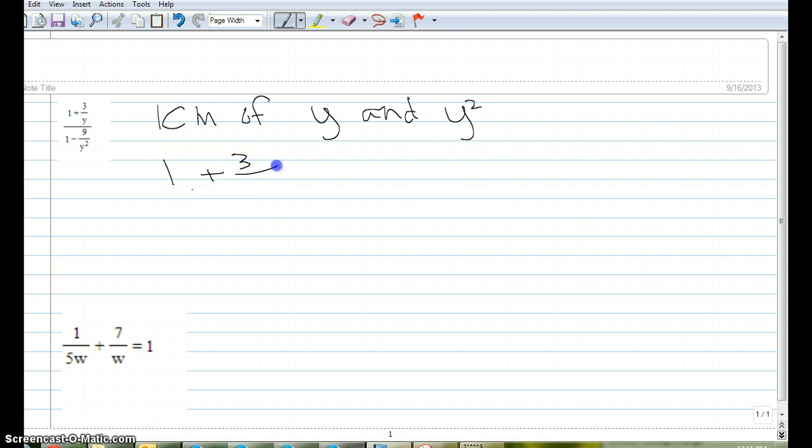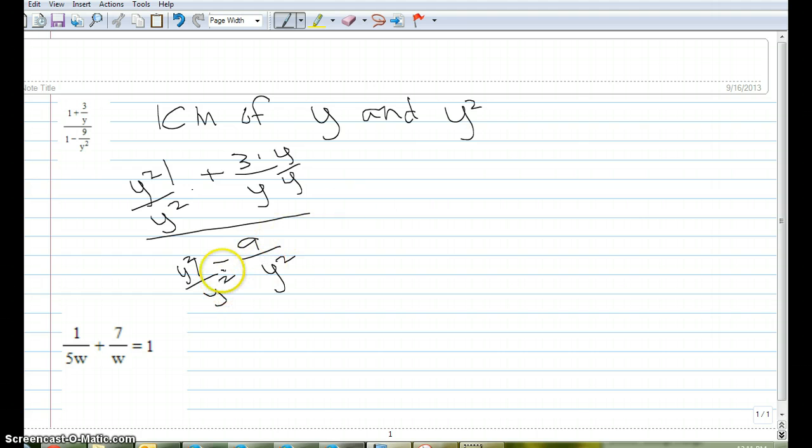1 plus 3 over y, over 1 minus 9 over y squared. So the 1 we need to multiply by y squared over y squared. And the 3 over y we just need to multiply by y over y. This one, again, we need to multiply by y squared over y squared, and then we leave the 9 alone. So here we've got y squared over y squared plus 3y over y squared, over y squared over y squared minus 9 over y squared.